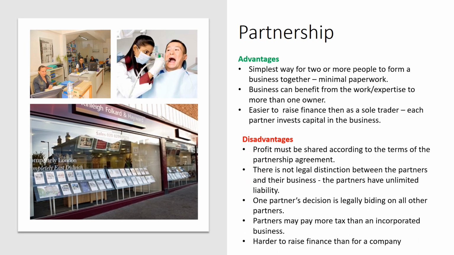In terms of disadvantages, the profit must be shared according to the terms of the agreement. Again, there is no legal distinction between the partners and the business. The partners have unlimited liability. One partner's decision is legally binding on all other partners. So if one partner does something and the business is sued or legal action is taken against the business as a result, then that will affect all the partners. Again, partners may pay more tax than incorporated businesses. And often it's harder to raise finance than for an incorporated business, which we're going to look at in the next video.